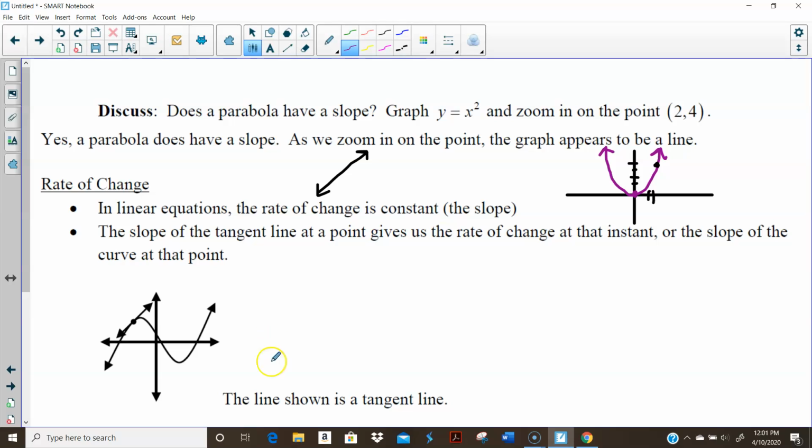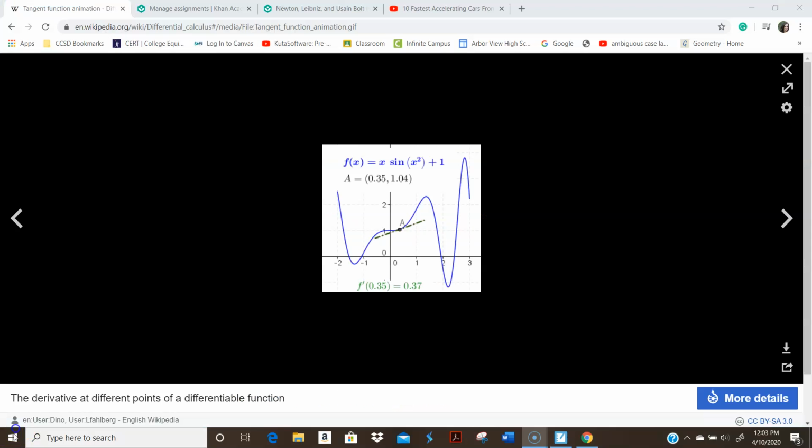And so if we come down here and look at rate of change, in linear equations, the rate of change is constant. It's the slope. If I were to take a curve, so here's a curve, and I wanted to know the slope at this exact point right here, I could draw a tangent line to that point, and if I know the slope of that tangent line, then I will know the slope at that exact point on the curve.